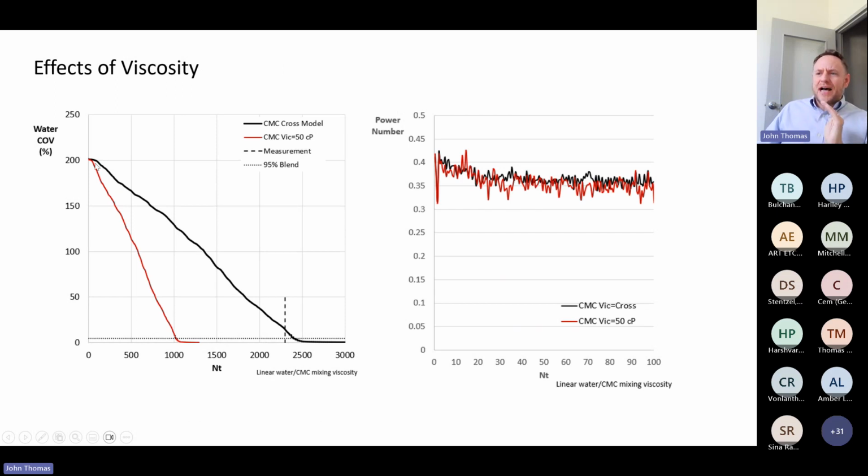If I just use the constant viscosity model, if I just assume the fluid has the same viscosity as the viscosity near the impeller, we get the wrong answer, okay? We get the wrong answer. We blend in like 40% of the time.